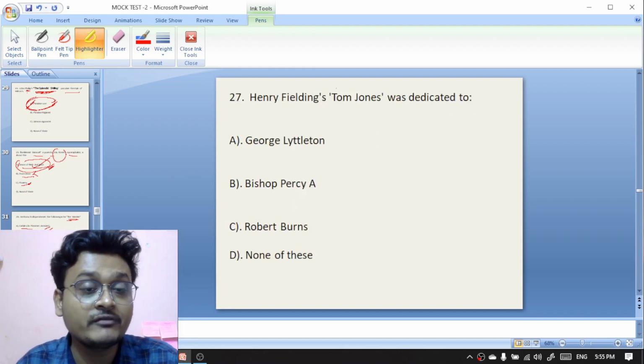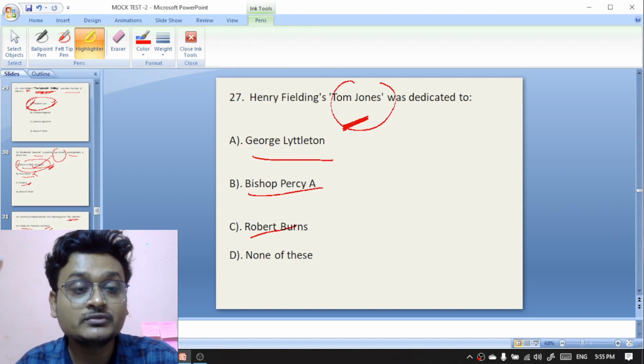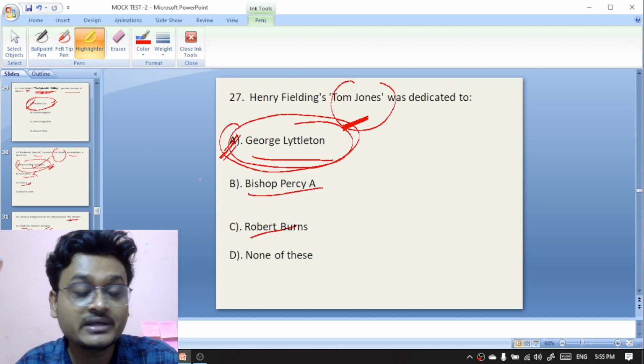Moving to the next question: Henry Fielding's Tom Jones was dedicated to George Lyttelton, Bishop Percy, or Robert Burns. Henry Fielding's Tom Jones was dedicated to George Lyttelton. So A is the right option here.